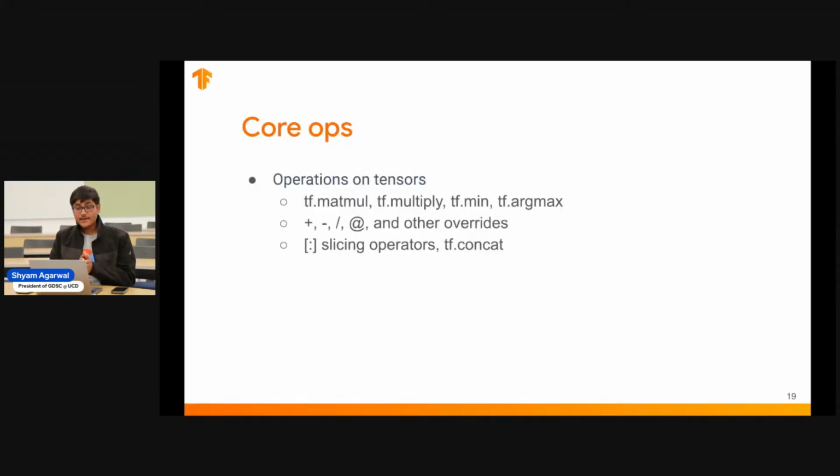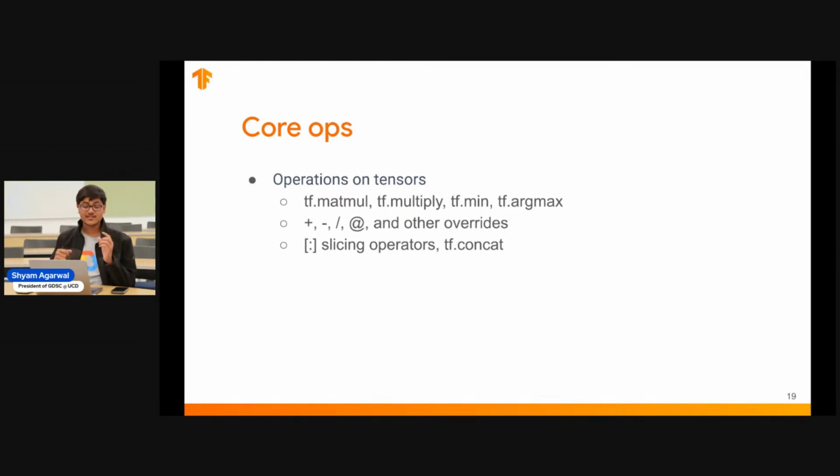All right. Now, just making tensors is not enough, right? You obviously want to perform some operations on them. So you can do some math as you would expect using overrides, and the results would come immediately right after you do that. For example, here we have matmul, which is for matrix multiplication. There's multiply, there's min, there's argmax. We have plus, minus, divide, at the rate, and other overrides. So it's kind of the idea of operator overloading in some sense.